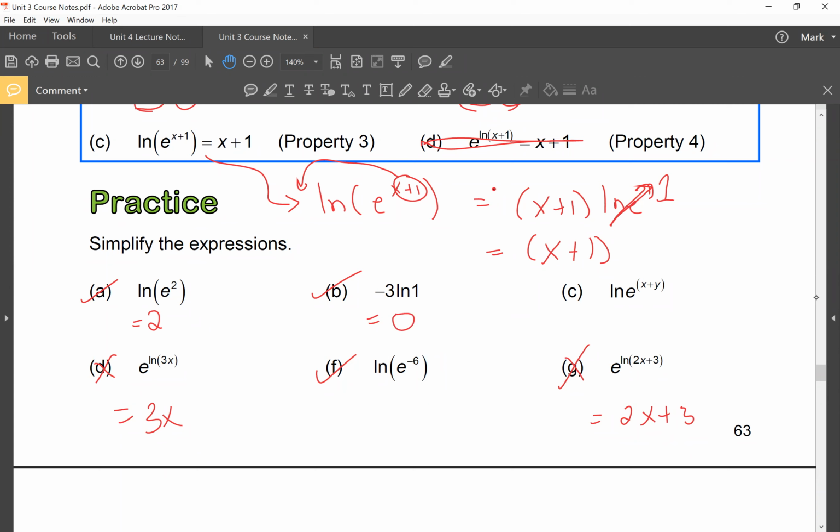And then for the next one, you'll get something a little different here. You can, again, enter this on your calculator, and you would get -6. All right, no problem. Cool. So for C, you could bring this exponent in front and your answer would be x plus y times ln e, which is just 1. So you would just get x plus y.